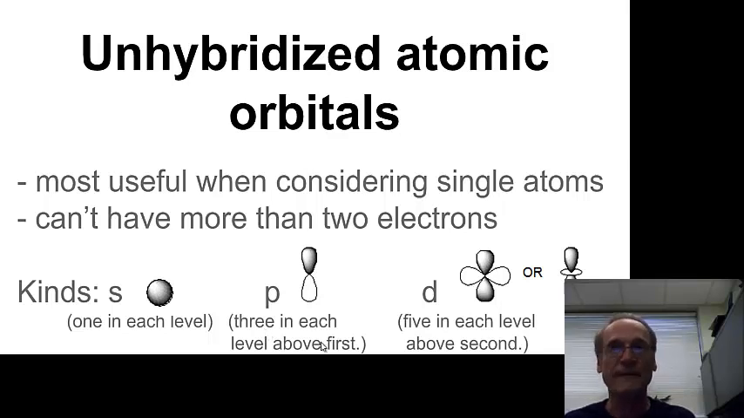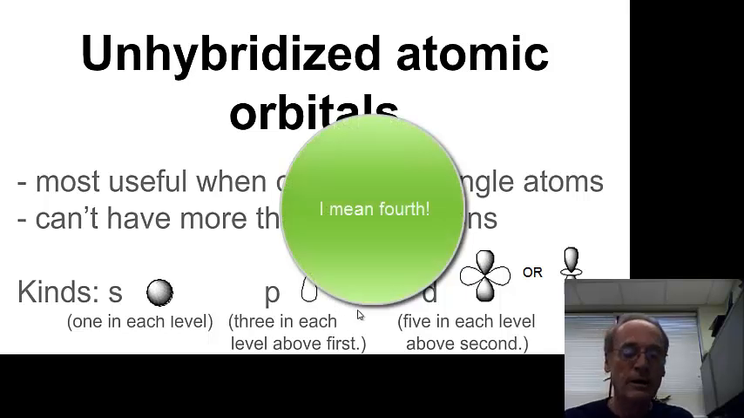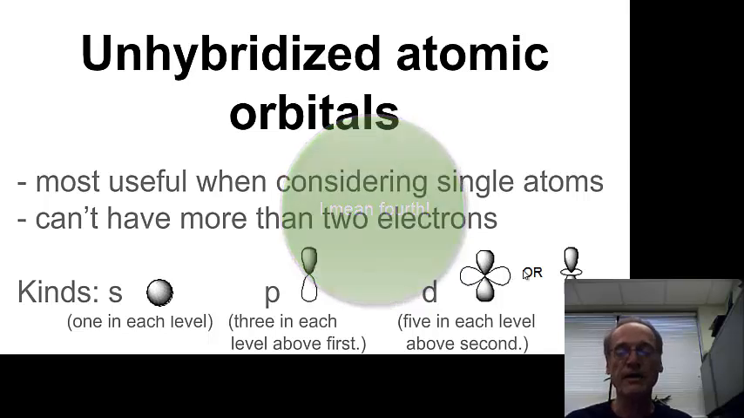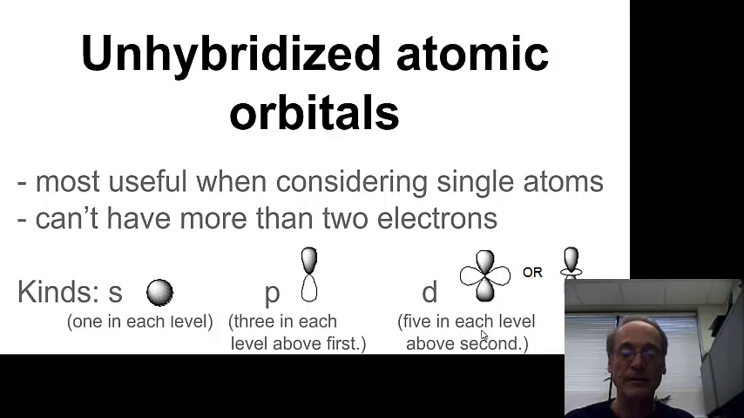The first level doesn't have any p's, but the second one has 3 of them. The third energy level has 3 more p orbitals, even bigger than the second ones, and so on. And then there are d orbitals as well. There are a couple kinds of d orbitals. There are 5 in each level above the second, not in the first or the second, but in the third there are 5 d orbitals, and so on. We're not going to worry too much about d orbitals, so mostly we're going to focus on the s's and the p's.